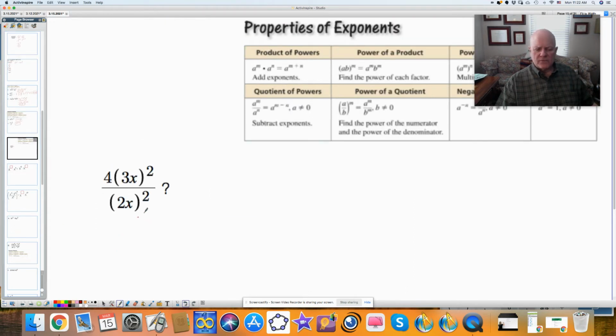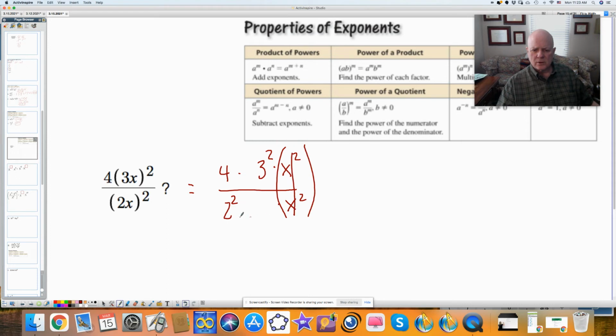What is the value of this thing? Before I start combining like terms, I need to get rid of this exponent. This is a product raised to a power. So I can rewrite this as 4 times the 3 goes to the squared, x squared. On the bottom we have 2 squared and x squared. This cancels. 2 squared is 4, and 4 cancels. So I'm left with 3 squared, which is 9.